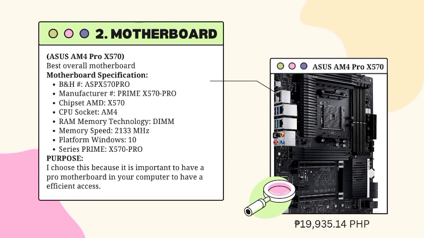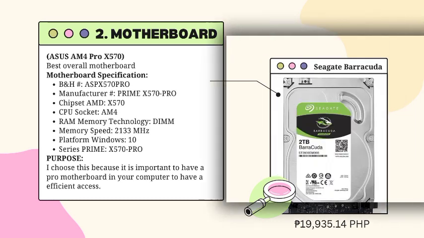Number two is the motherboard. The brand I choose is Asus AM4 Pro X570. It is the best overall motherboard. Here is the motherboard specification. I chose this because it is important to have a pro motherboard in your computer to have efficient access. Honestly, it is the most costly, with a price of 19,935.14 pesos. It's much more expensive for a motherboard. It's really a high-spec motherboard.